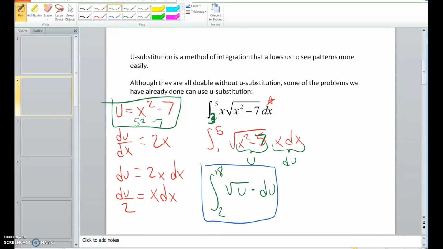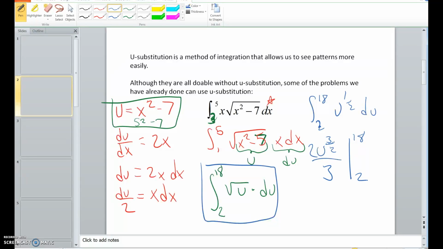This is a pretty straightforward integration problem. We can make this the integral from 2 to 18 of u to the 1/2 du. When we integrate that, we just use the reverse power rule. So we get u to the 3/2 times 2/3. That's u to the 3/2 divided by 3/2, but then I just simplified. And then evaluated at 18 and 2.